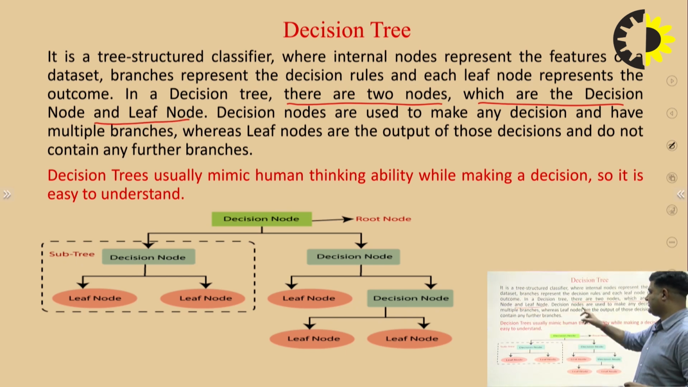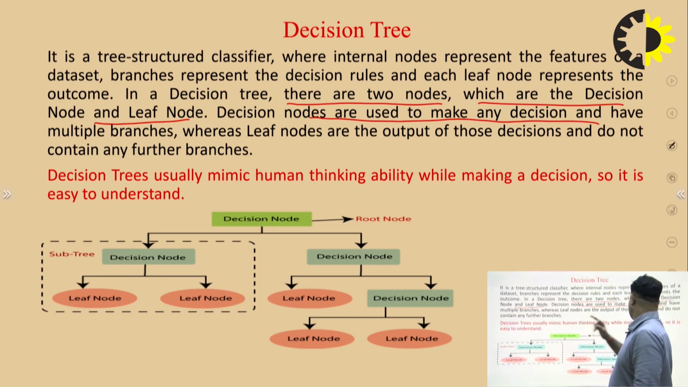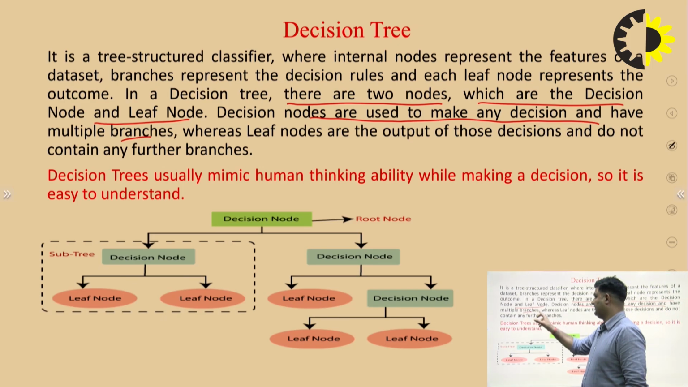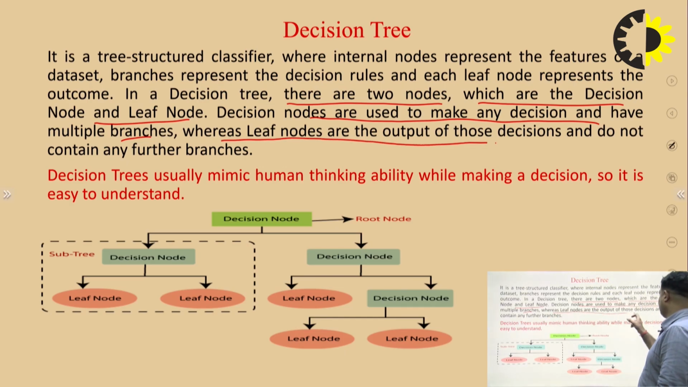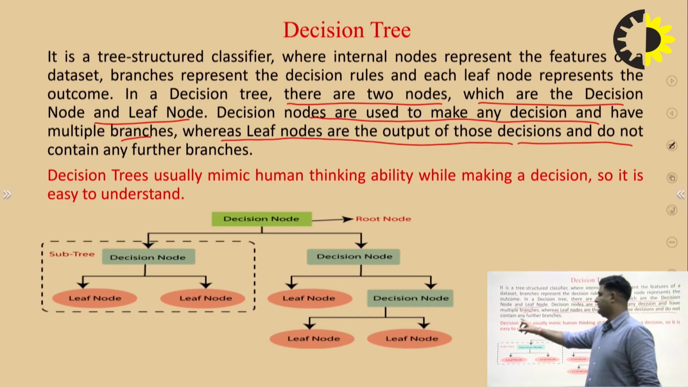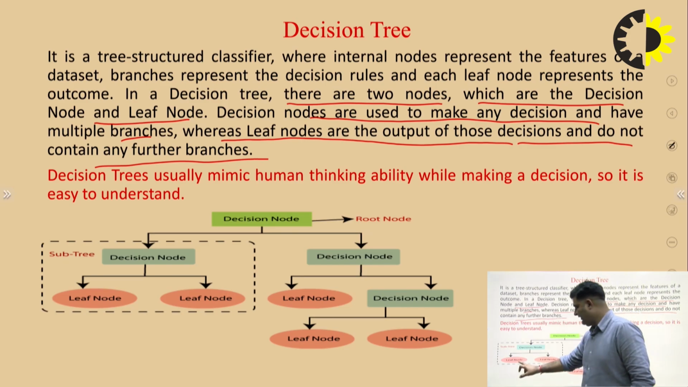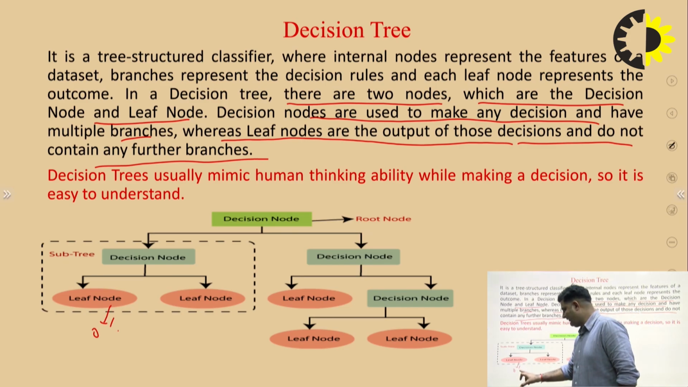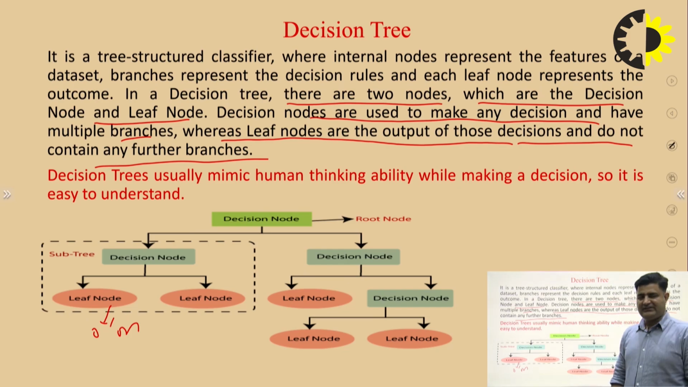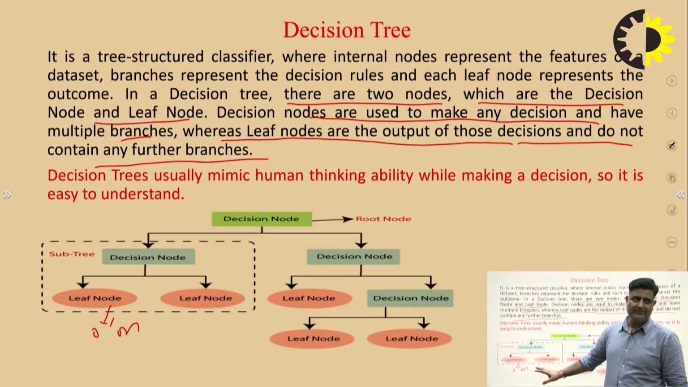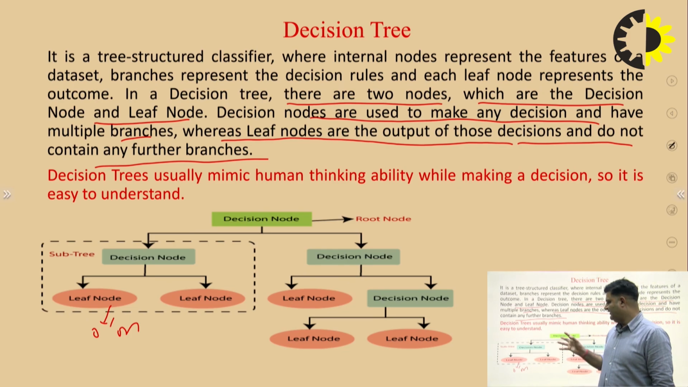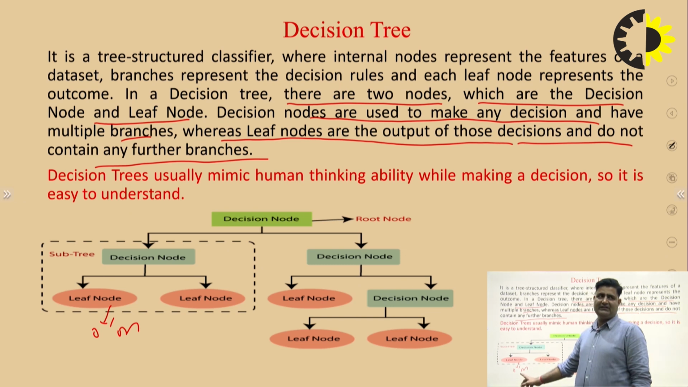The decision nodes are used to make decisions and have multiple branches, whereas the leaf nodes are the outcome of those decisions and do not contain any further branches. So this is the leaf node. Either the output is 0 or 1. After the leaf node we do not classify the data any further. Starting from the root node, we give the input features, and they are classified step by step until we reach the final decision, either classified as 0 or 1, right?